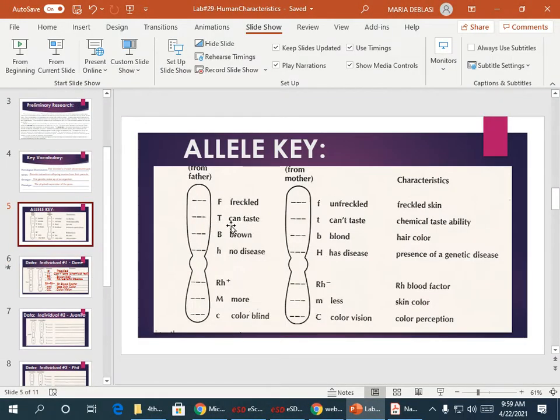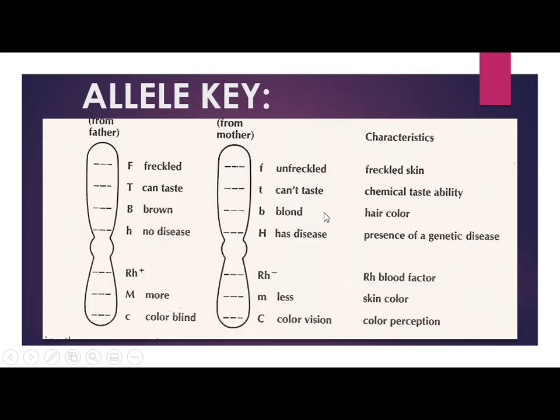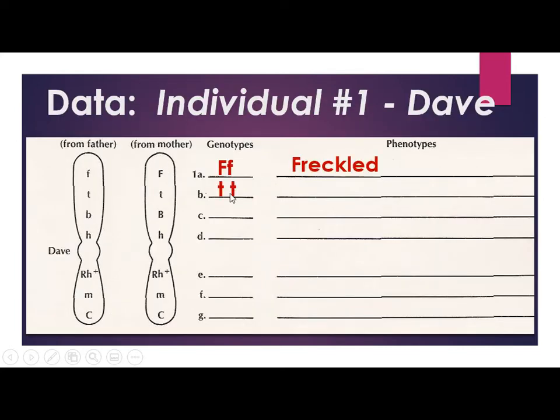So capital T means you can taste this if there's a chemical test. Lowercase t means you cannot taste the chemical test. The chemical test is something that we used to do in class. I don't have them anymore. It's a little piece of paper. Some kids can actually taste absolutely nothing, and some taste a specific chemical. So that's something with your taste buds. So in this case, Dave inherited two lowercase t's, so he can't taste on the chemical test.